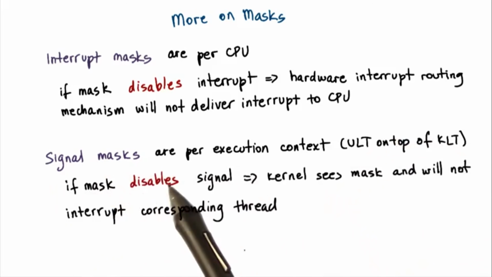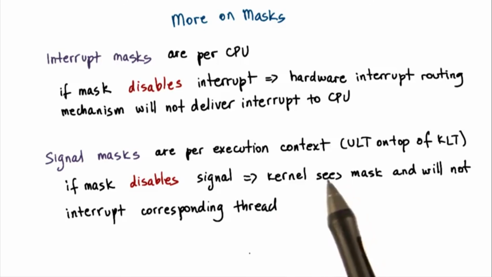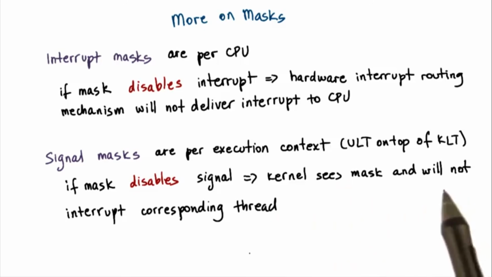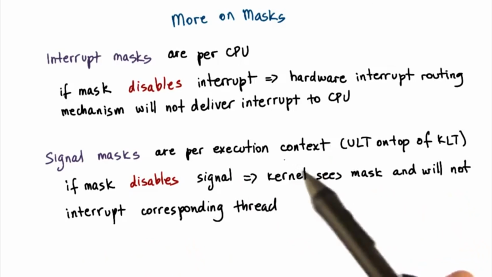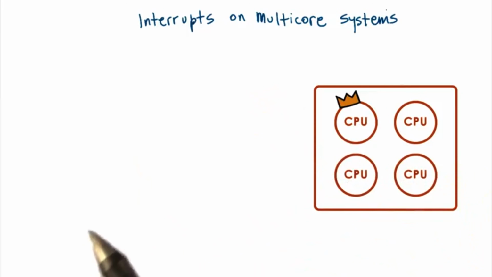If a signal mask is disabled, the kernel sees that, and in that case it will not interrupt the corresponding thread. So it will not interrupt this execution context. There are many details related to interrupt handling that we will not discuss in this class.